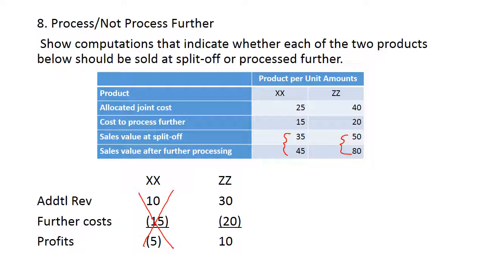For product Z, we're going to increase the value of it. We're going to get $30 more in revenue for spending $20 more. So the profits will increase by $10 for continuing with this product. So this one we would continue the processing and sell it at a later point in time.